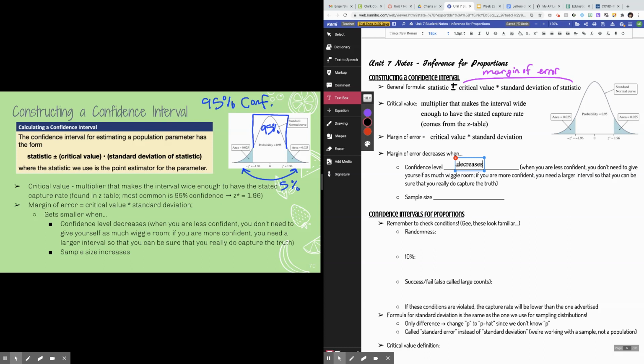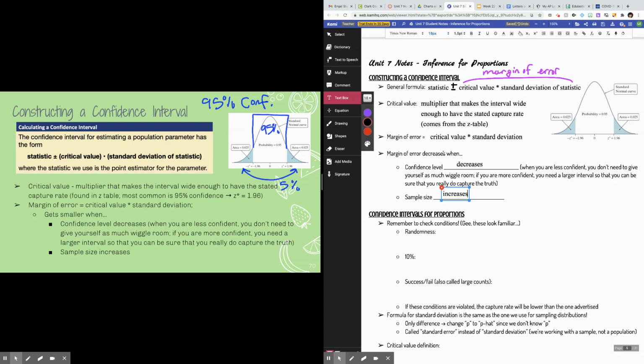Okay, when you're less confident in something, you don't need to give yourself as much wiggle room. If you are more confident, you need to give yourself a larger interval so that you really can be sure that you actually are capturing the truth. Okay, so your margin of error will decrease when your confidence level decreases and when your sample size increases. Okay, and when we get to the next video where I show you the formulas for standard deviation, you'll see why. A lot of those formulas will look very familiar to you, because they're very similar to the sampling distribution formulas.